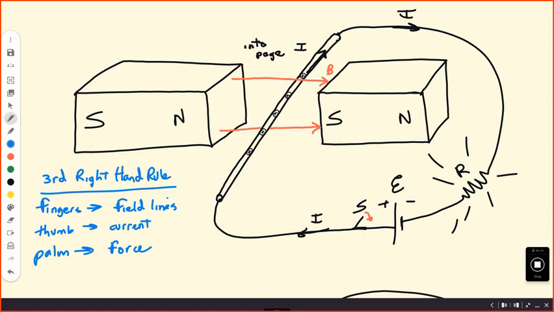So I put my fingers with the magnetic field lines due to the bar magnets. I twist my hands so that my fingers are still with the magnetic field lines. My thumb is going into the page, and then my palm faces down. So there'll be a magnetic force acting on that wire. And this force could be harnessed and used to turn electric motors, or this force could be used to deflect electric meters.